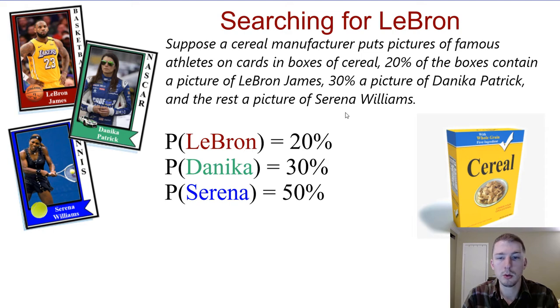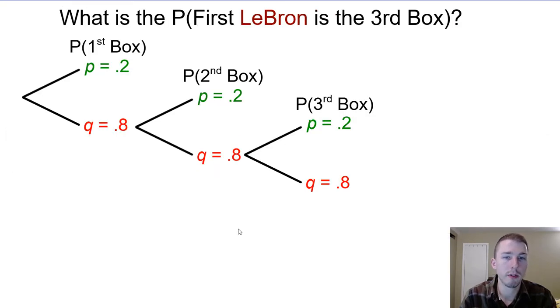So suppose the cereal manufacturer puts pictures of famous athletes on the cards of each cereal box. 20% of the cards contain LeBron, 30% Danica Patrick, and the rest Serena Williams. Pretty much what we just talked about. So what's the probability our first LeBron card is in the third box that we open? Well, this is really conditional probability because each event would be like the first box, which either was successful or not, the second box, which either had LeBron in it or not, and the third box that either had it or not.